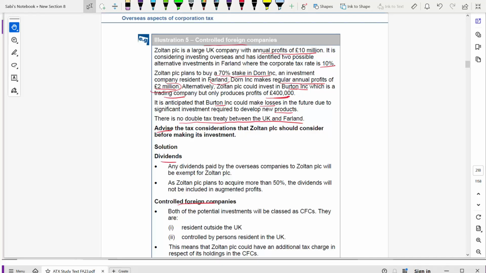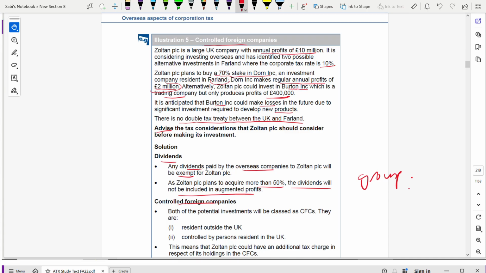Okay, so any dividends paid by overseas will be exempt. As Zoltan, if you see, he's getting 70% stake, right? So acquiring more than 50%, dividends will not be included in the augmented profit. Why? Because it's an intra-group. Because 70% they have acquired means it's an intra-group.